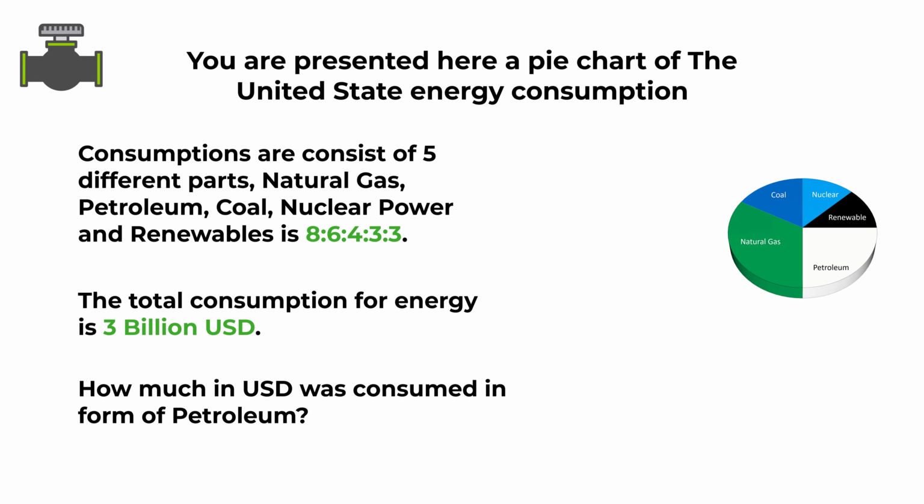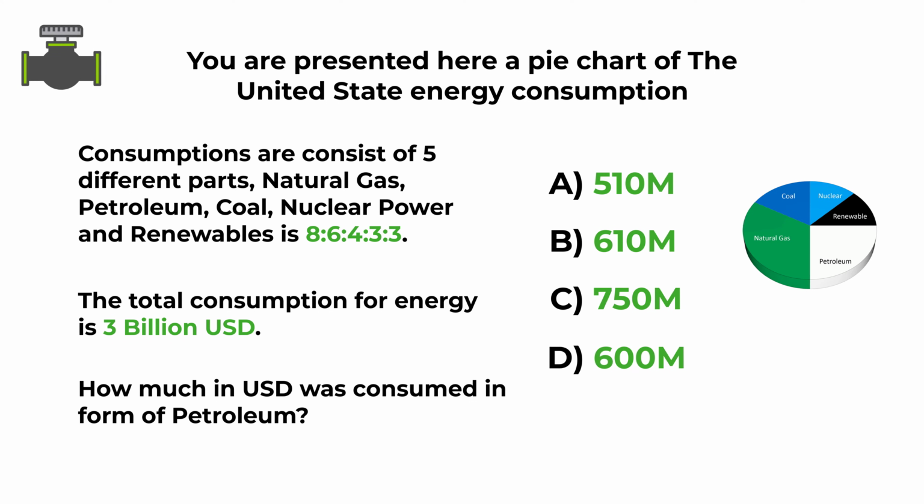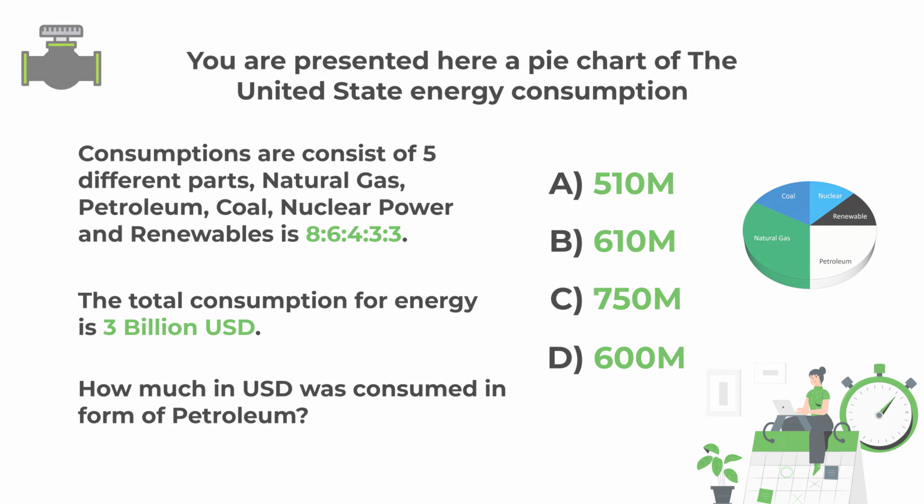You're presented with 4 different choices. Choice A, $510 million. Choice B, $610 million. Choice C, $750 million. And choice D, $600 million. Can you calculate the answer? Give yourself 20 to 30 seconds and post your calculated answer in the comment section of this video so I can give you my feedback. Thanks for participating and good luck!